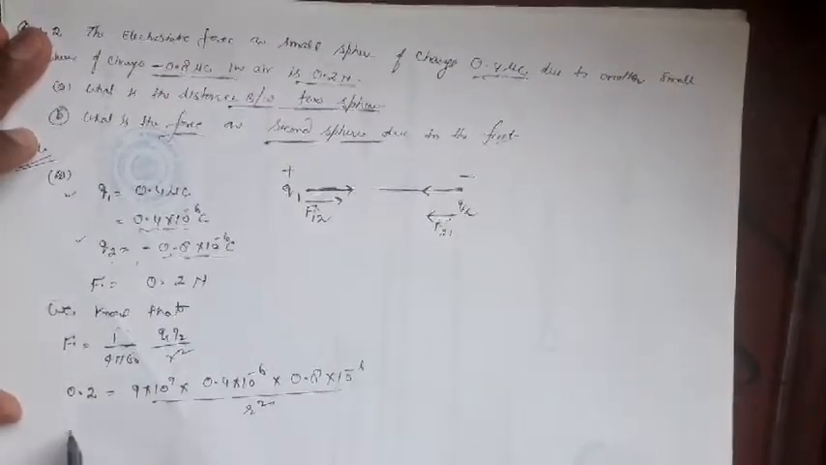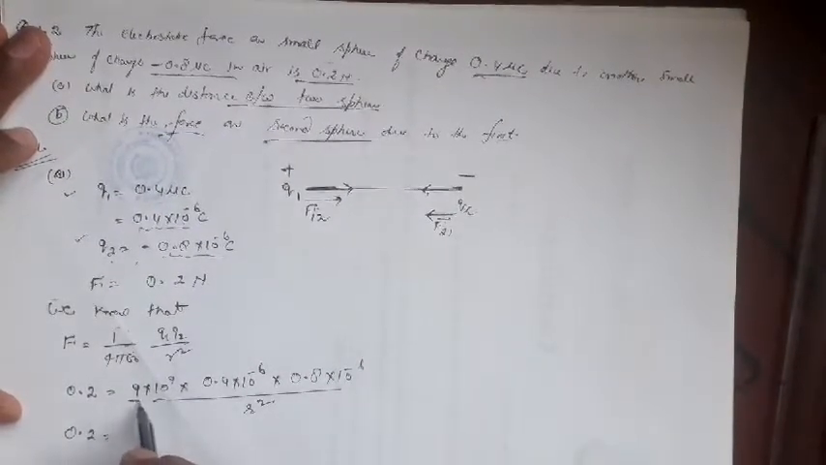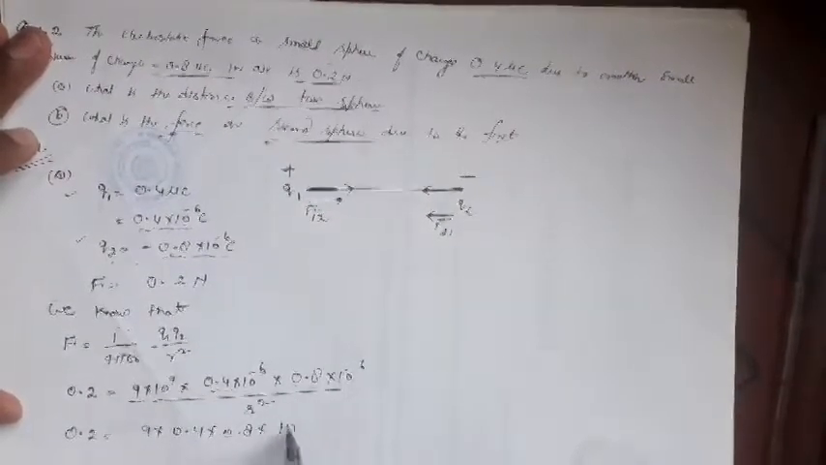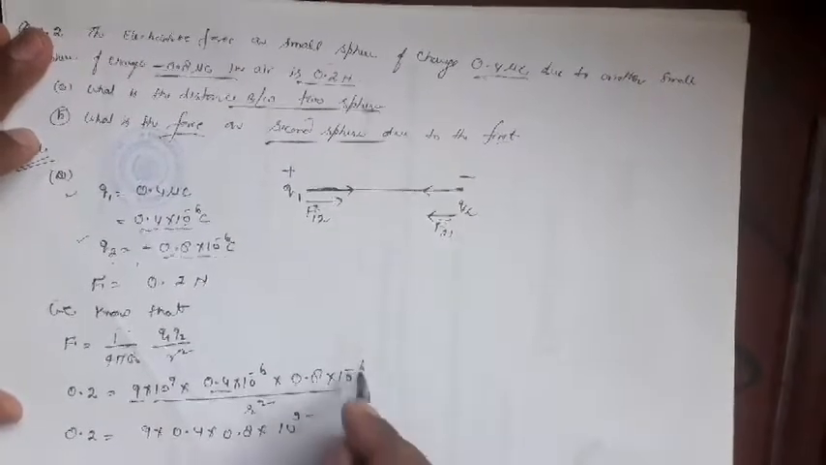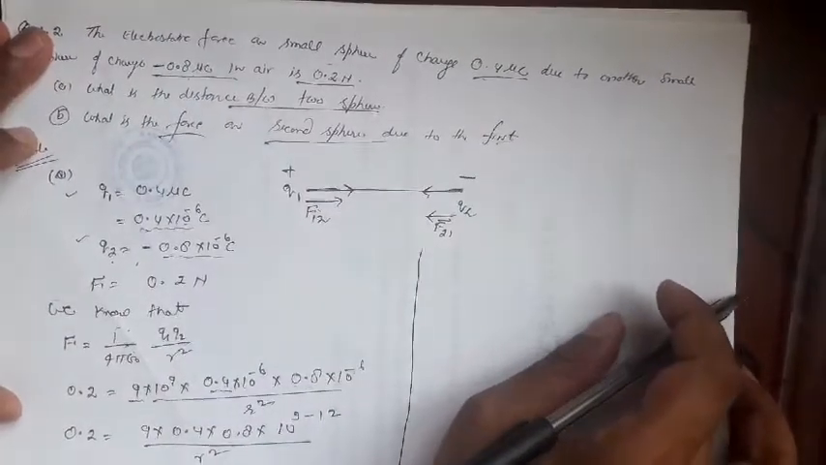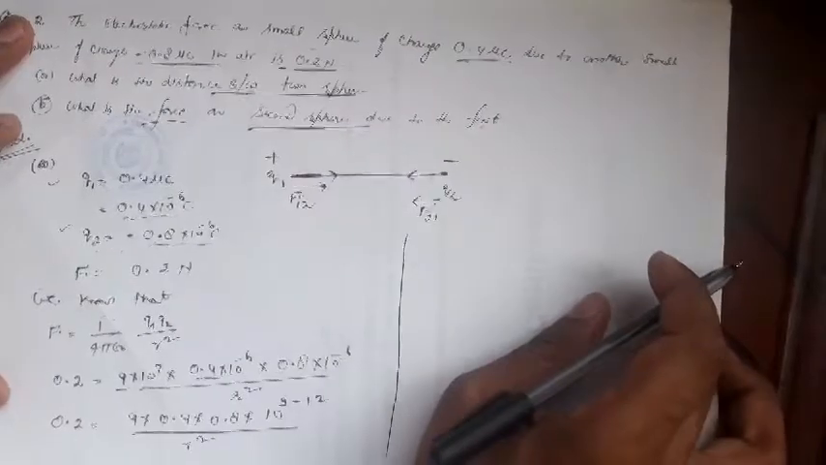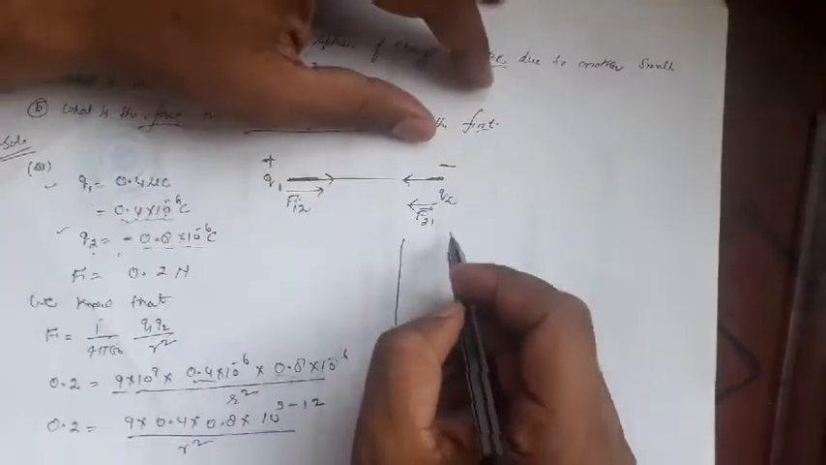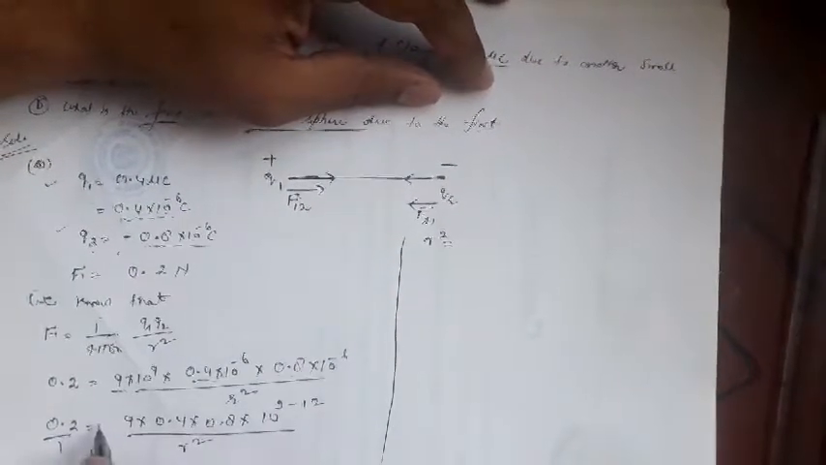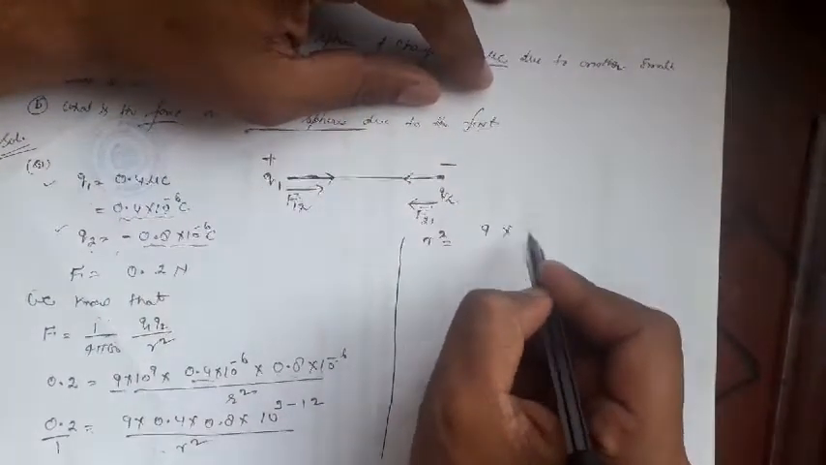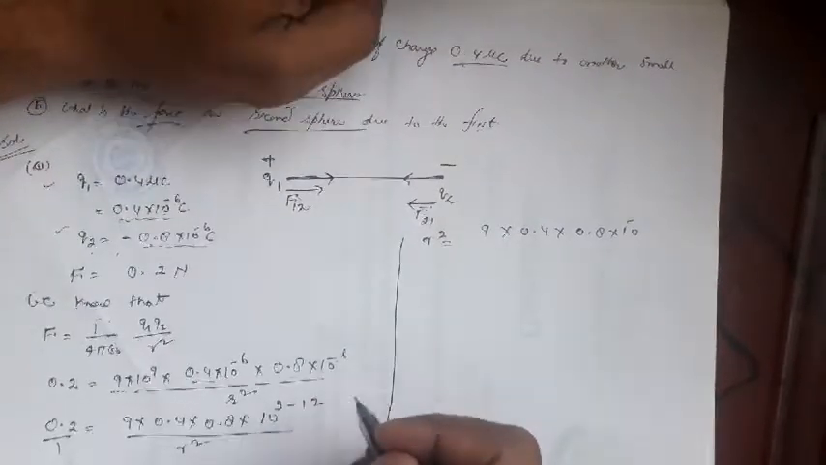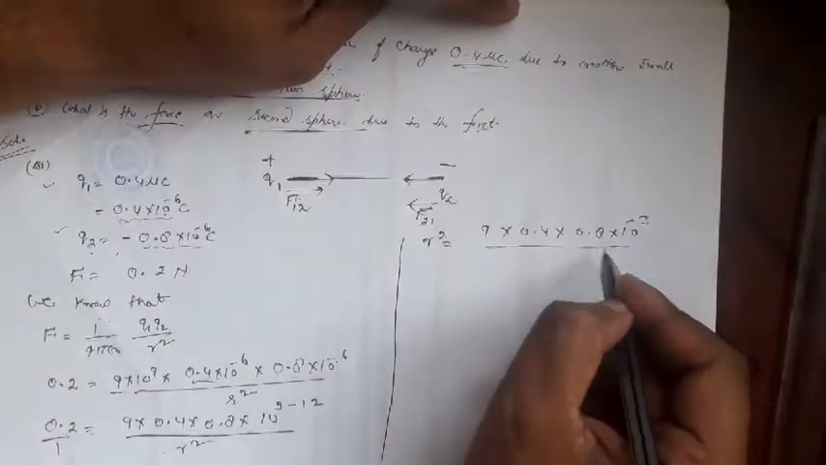Now solve them. This becomes 0.2. How can we solve it? This is 9, this is 0.4, this is 0.8, so all the constants, 9 × 0.4 × 0.8, and the powers 10^9 and minus 6 minus 6, giving 10^-3, upon r square. Now r square comes to this side by cross multiplication, so we divide by 0.2: r square equals 9 × 0.4 × 0.8 × 10^-3 upon 0.2.